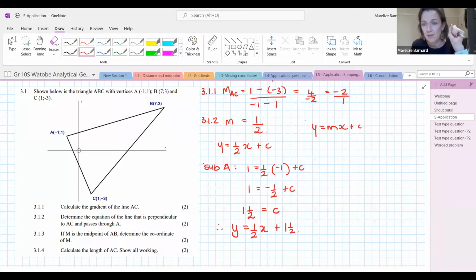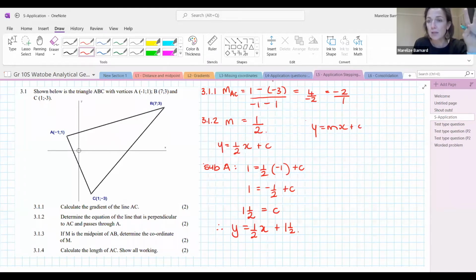Give me a thumbs up if you understand that part about finding the equation, and really make big notes for yourself about the gradient of the line that's perpendicular. Do I only have 2 people with a thumbs up? I used 1 and -1 because we sub in point A.